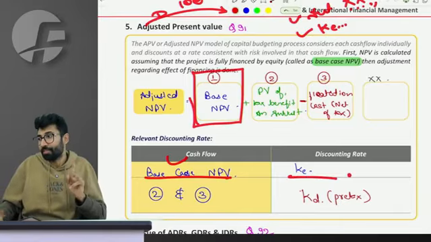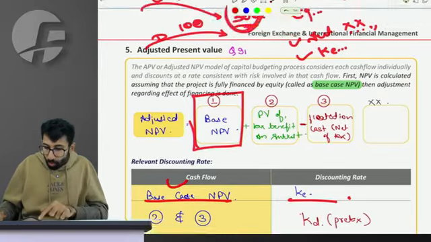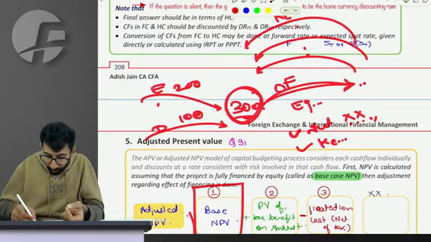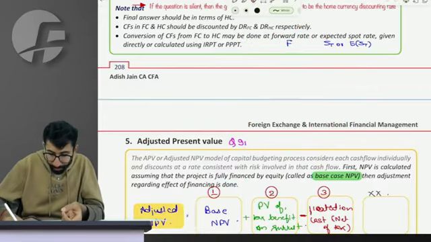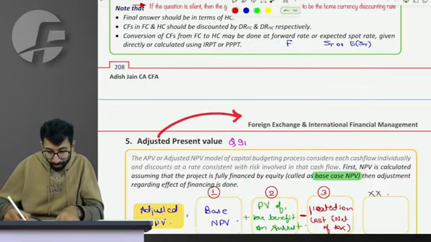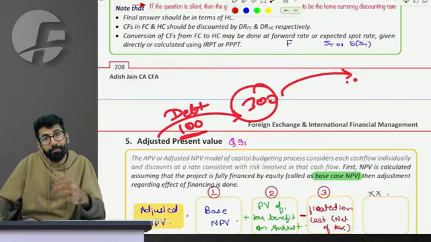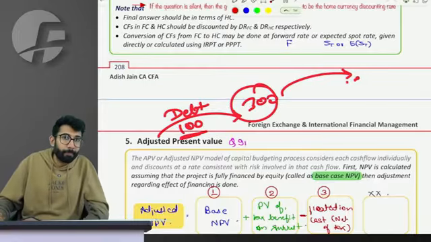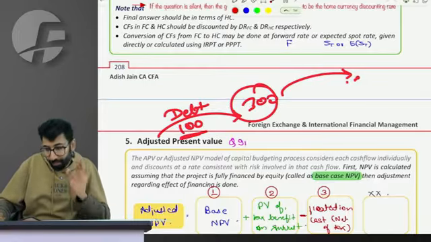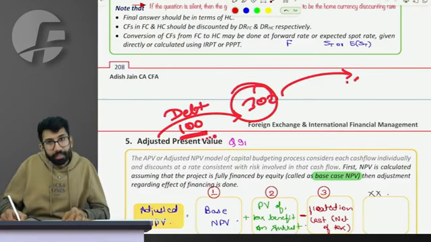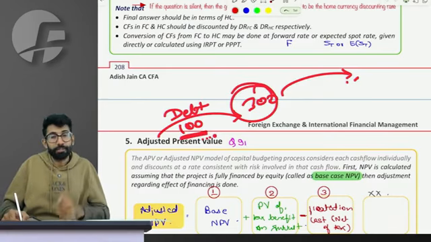Discounting rate K, base case NPV. Now you figure out that rather than equity, if the amount of rupee 100 is raised by way of debt, on this rupee 100, if raised by debt, what will be the impact on my NPV? The impact is that on this 100 rupee, I will have to pay interest.